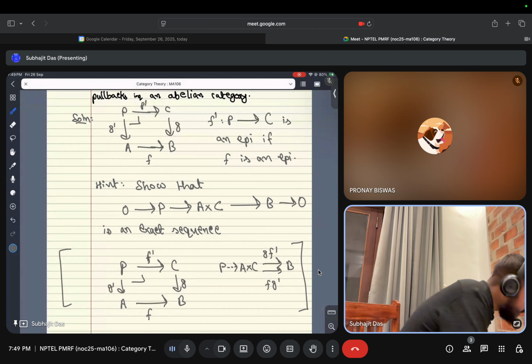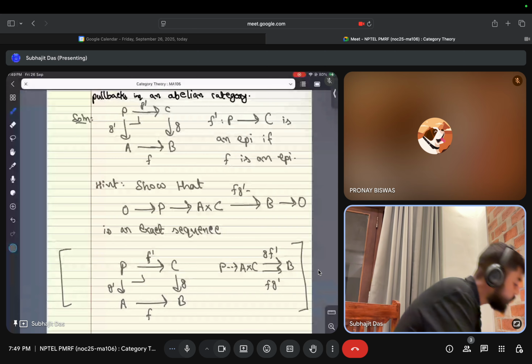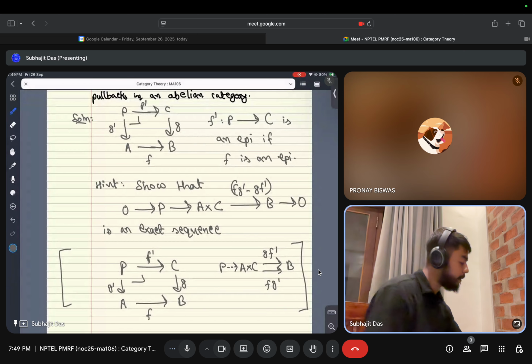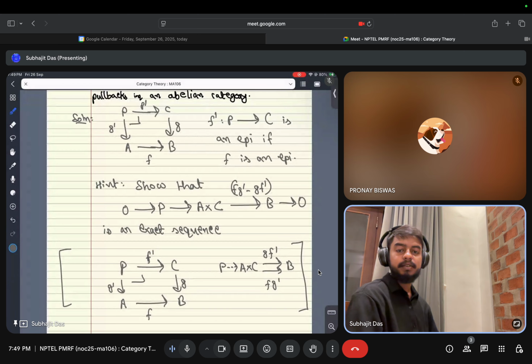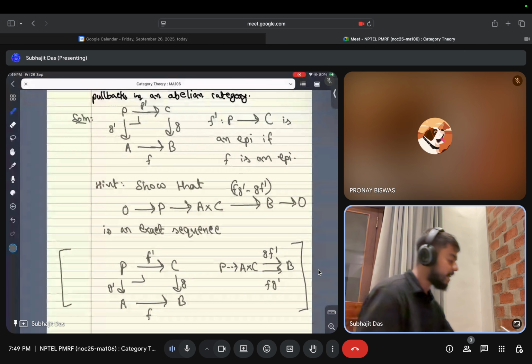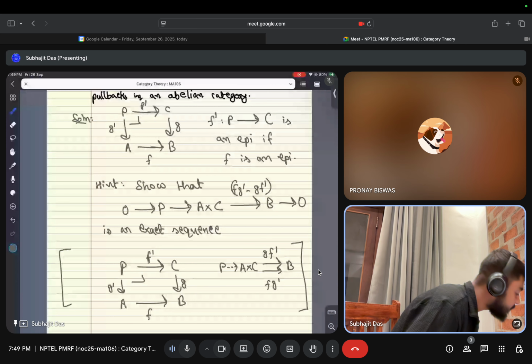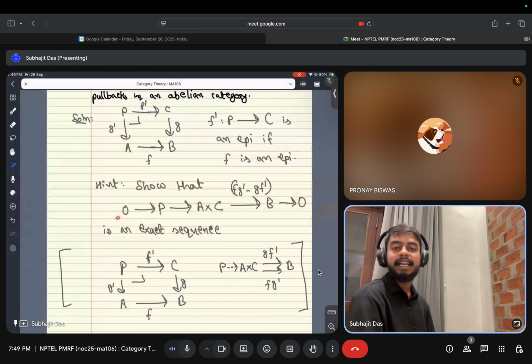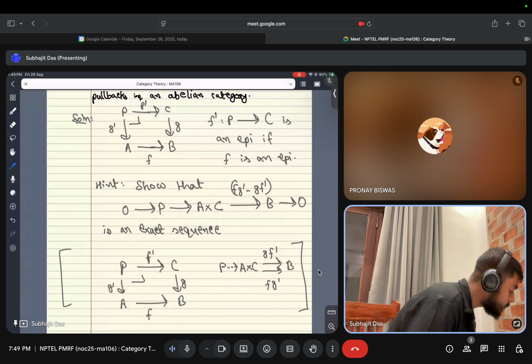So what map are we asking for from A cross C to B? We are asking for the kernel of Fg prime, let's say, minus Gf prime. So saying that this P can be written as an equalizer of these two is exactly saying that this sequence is exact. That is the idea. This part of the sequence is exact.